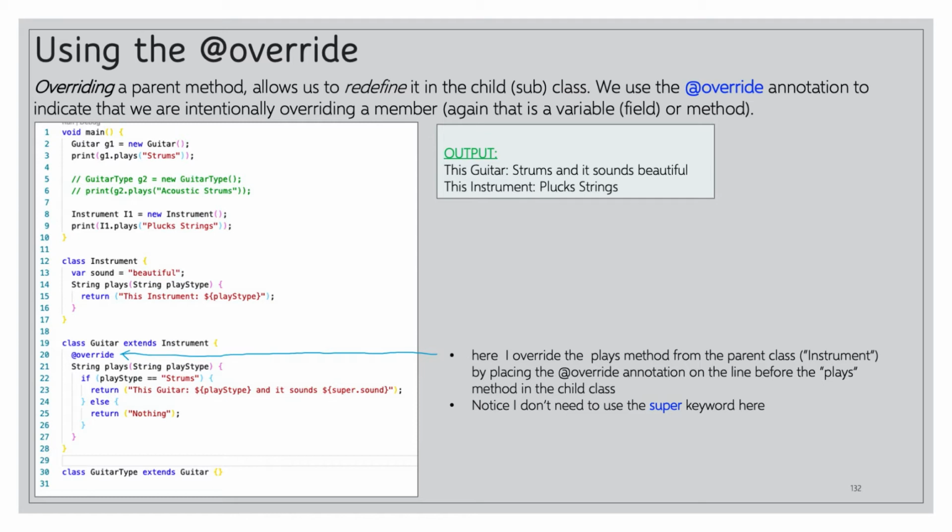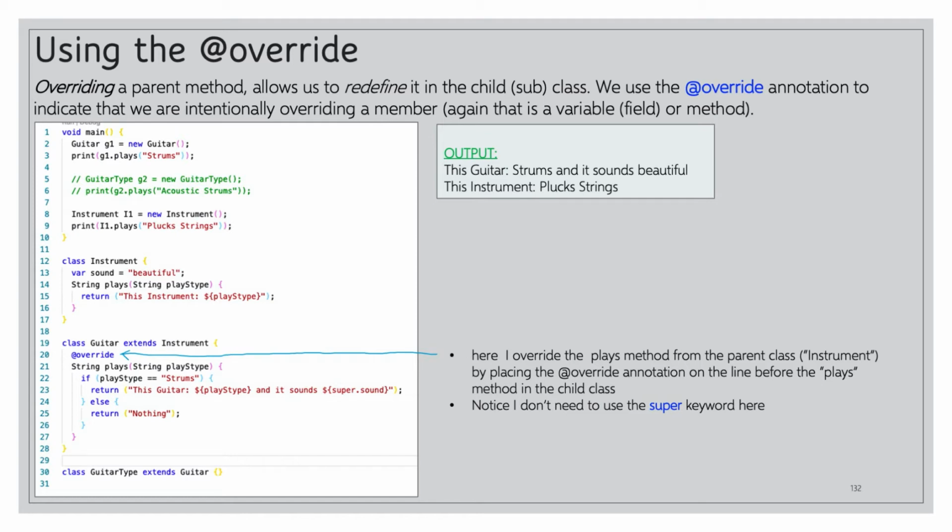We use the @override annotation to indicate that we are intentionally overriding a member. Again, a member is a variable, a field, or a method. So here we have class Instrument and we have class Guitar that extends Instrument. So far, nothing different. But the next line, line 20, we override the plays method from the parent class Instrument by placing the @override annotation just before it on the line before that method. This all happens in the child class.